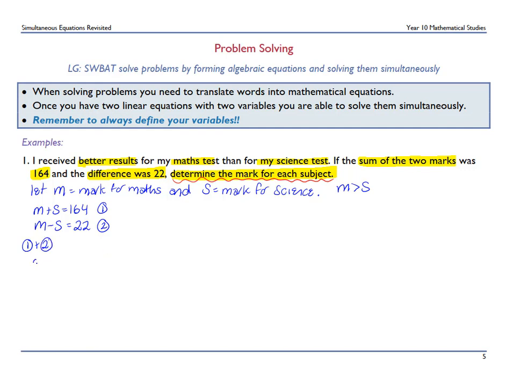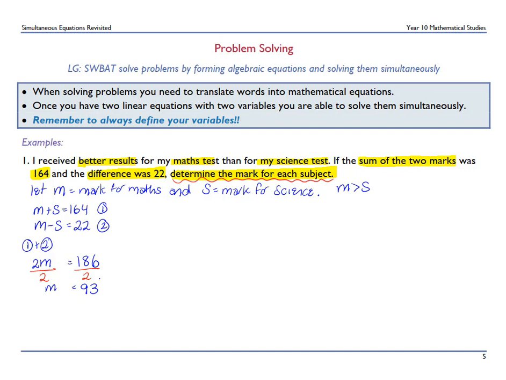So M plus M is 2M. S take S is gone. 164 plus 22 is 186. We would then need to get rid of this 2. M is being multiplied by 2, so I divide both sides by 2. So my M is equal to 2 into 186 is 93.